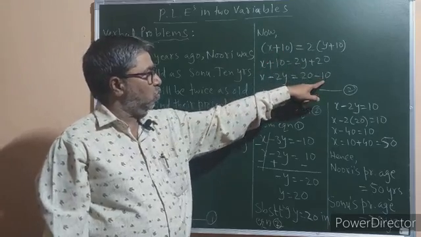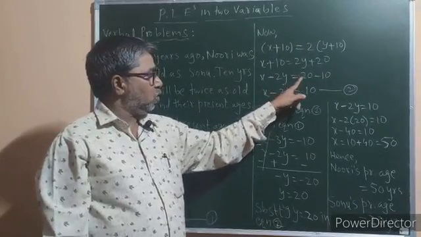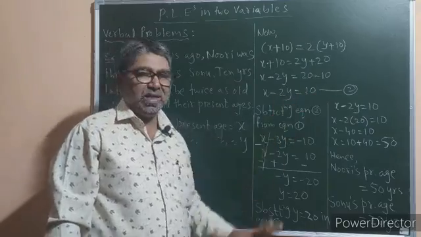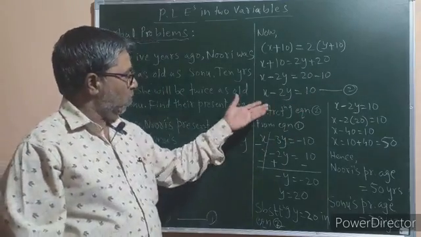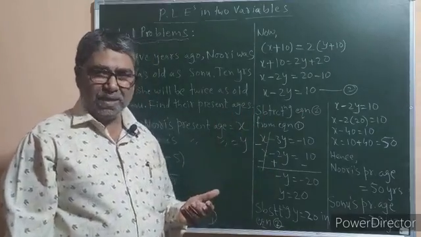Shift plus 10 to RHS, you will get minus 10. X minus 2Y is equal to 20 minus 10, 10. Call this as equation number 2. Now, two equations are with you. Solve them by elimination method.